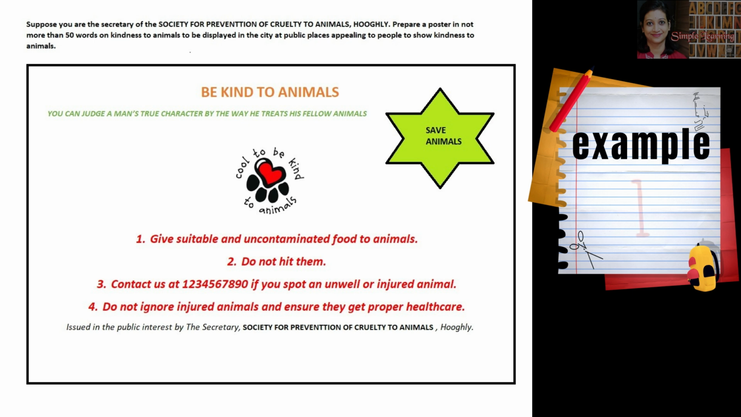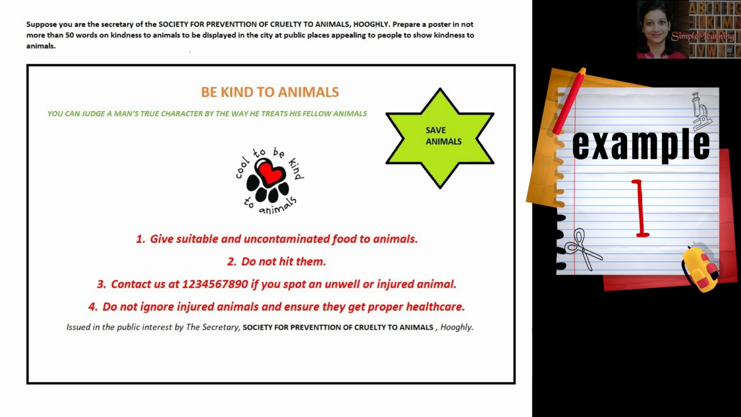Carefully notice how I have designed the poster. At first, I have drawn a box. Next, the title or theme, Be Kind to Animals. Just below it, I have used a catchy quote, you can judge a man's true character by the way he treats his fellow animals. Then draw a very simple and relevant picture. After that, some important instructions are provided and finally the issuing authority is mentioned.